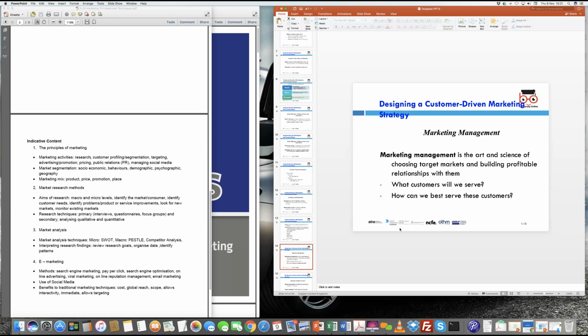So the moment we attach the term manage, that means we are attaching somebody who is in a position to manage this process or manage the set of activities that we are doing on a weekly, monthly, annual basis of reaching out to consumers. So marketing management is nothing but an art and science of choosing target markets and building profitable relationships with them.